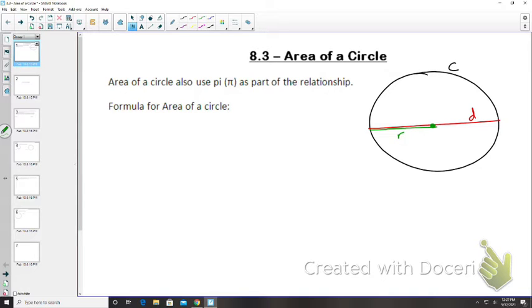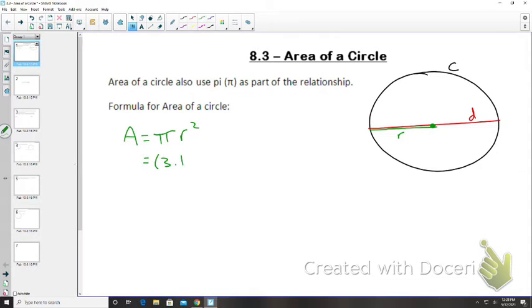Yesterday we learned about that. Today we're learning about area of a circle. The formula for area of a circle is area is equal to pi r squared. So it's pi multiplied by the radius squared.